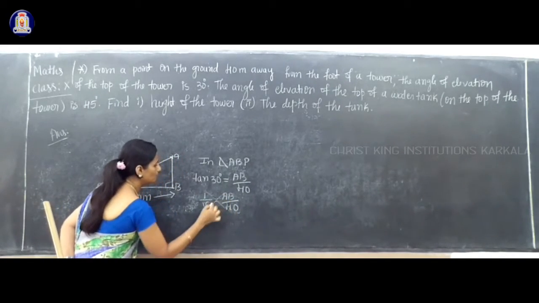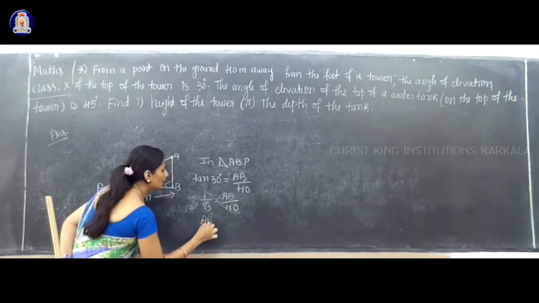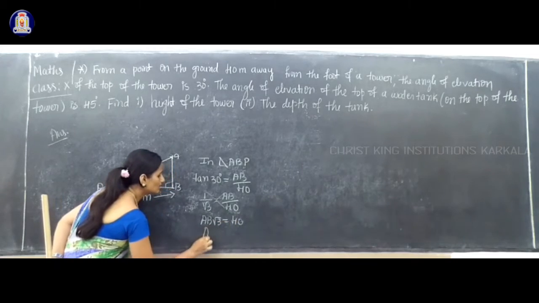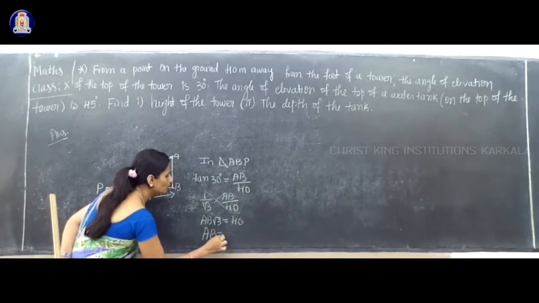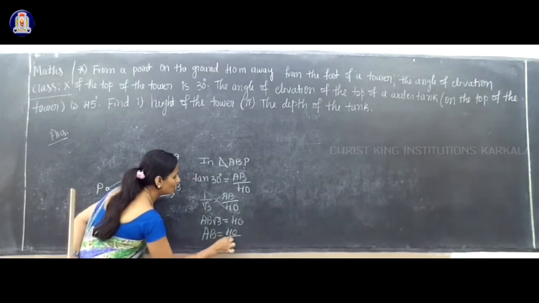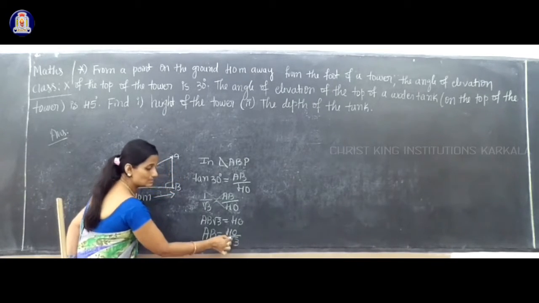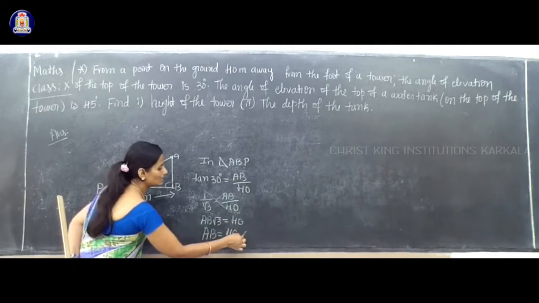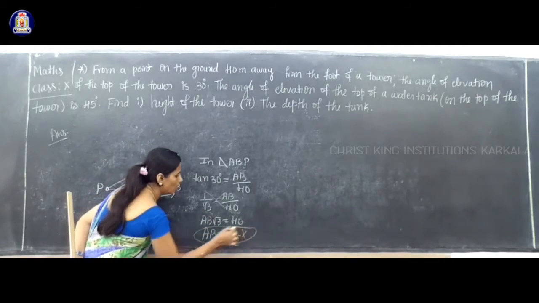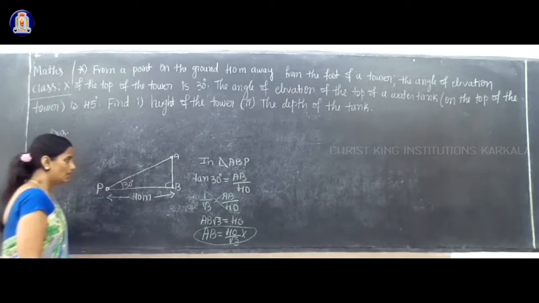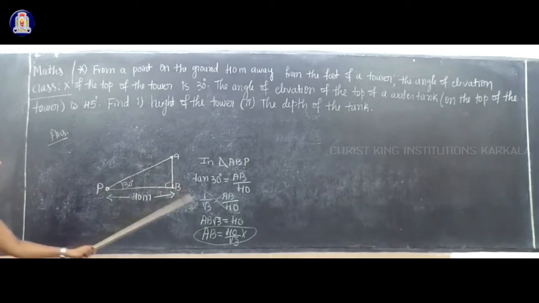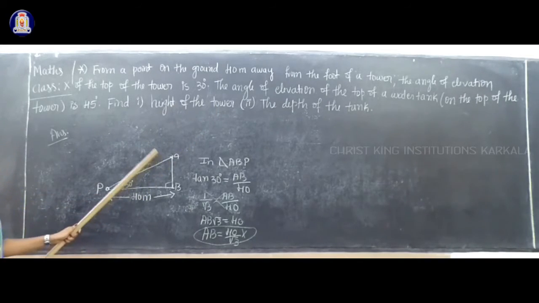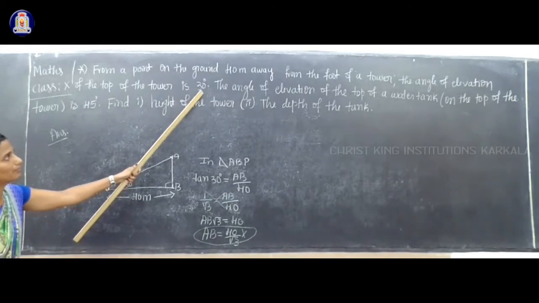So cross multiply. We will get AB root 3 equal to 40. So what is AB? AB is the height of the tower. That is 40 divided by root 3. Is this a complete answer? No. So next, how to get it? Next rationalize. So we will get AB, the height of the tower. So by this 30 degree you got AB, the height of the tower. Now we complete this figure. So till here we completed, right?